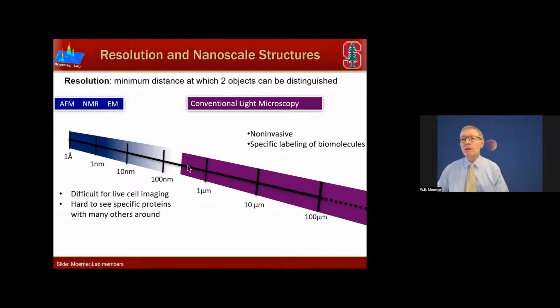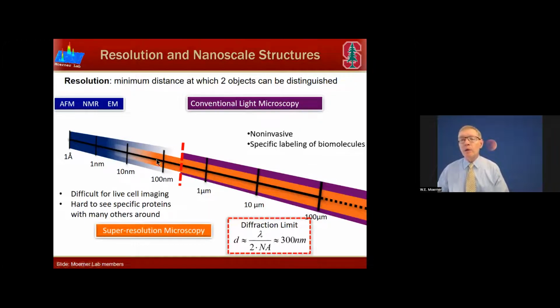So this works typically and conventionally down to the few hundred nanometer scale. And that's because this particular scale is the optical diffraction limit. We'll talk about this more in a few moments, but basically when you use light, you cannot resolve things in a simple way that are closer than about 250 to 300 nanometers. So you cannot see fine detail.